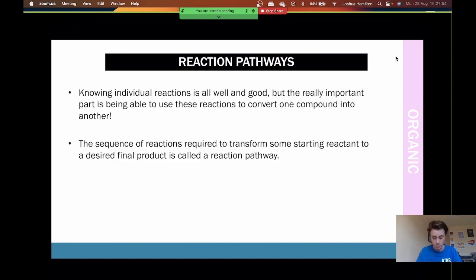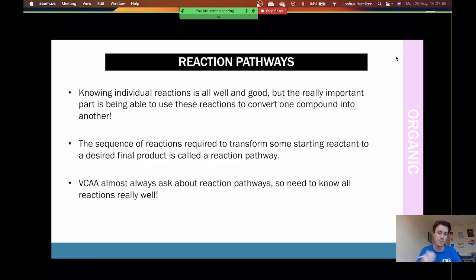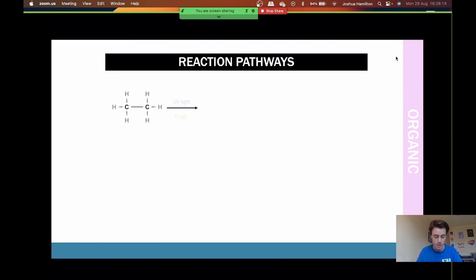As I said before, reaction pathways are the best way of learning this because that's how they ask the questions. VCAA asks questions in a reaction pathway form. They start with a molecule and they have a whole bunch of boxes and a little bit of information in each box, but you've got to add the rest of the information. They talk you through it in a stepwise manner. So don't stress, they don't just throw it at you and say, figure it out. They do walk you through it.